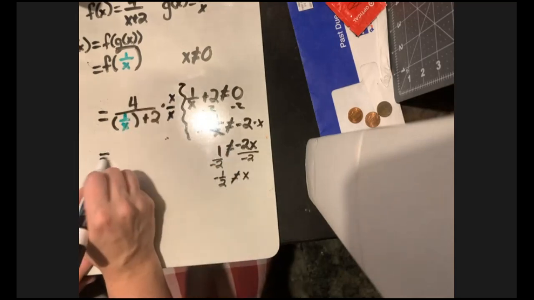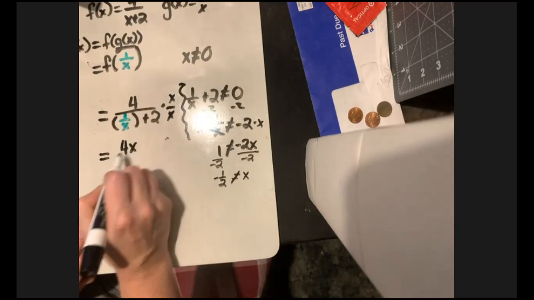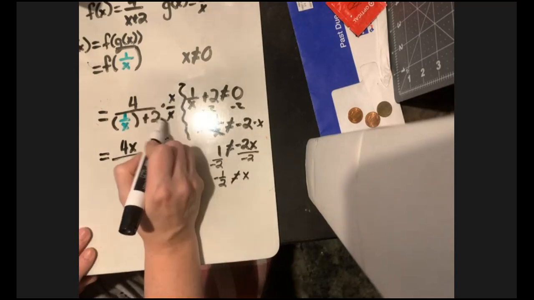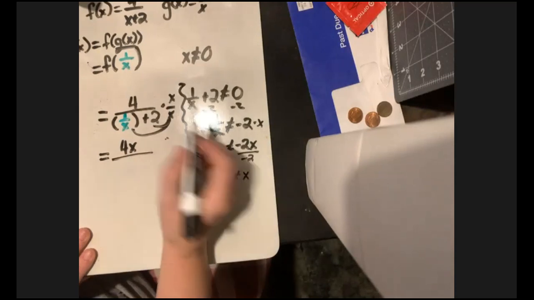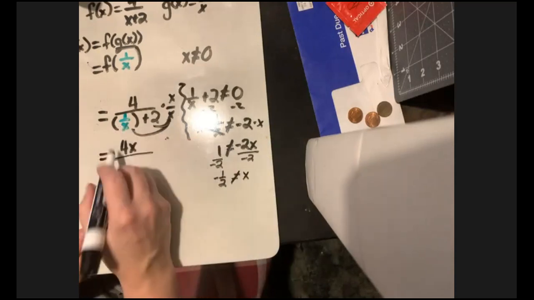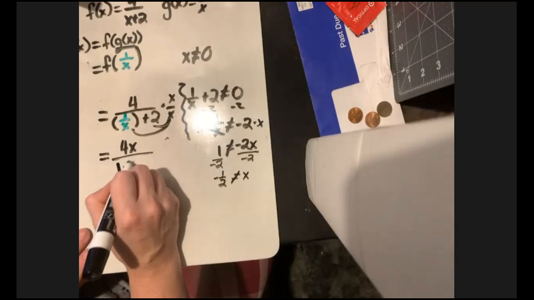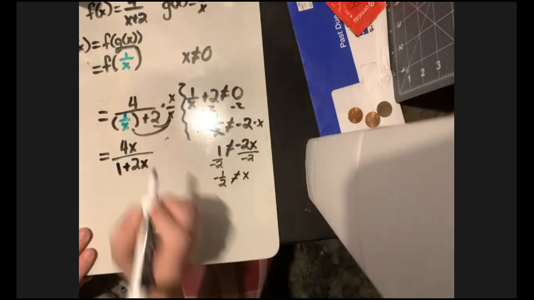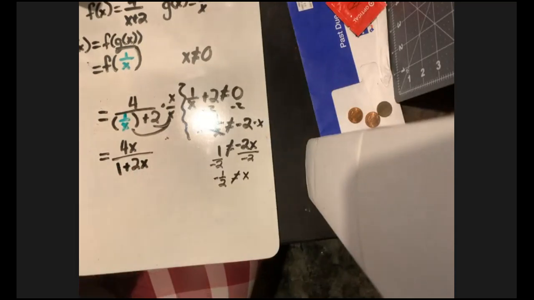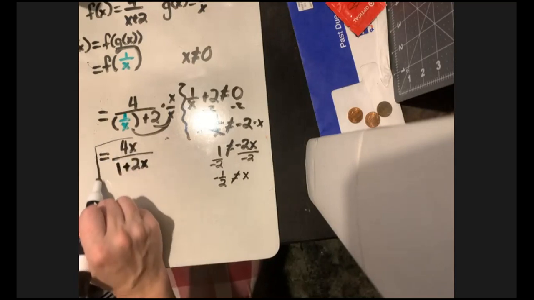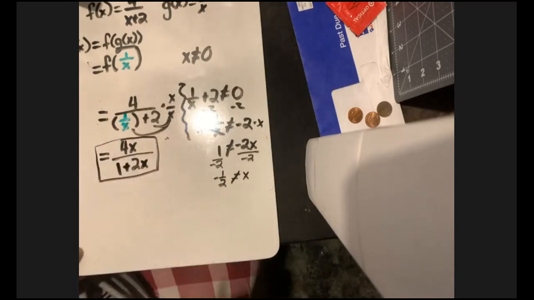So on the top, I'm going to have 4x over. Now, this does have to go to here and here. So x times 1 over x is going to be 1 plus 2x. And this is going to be our composition function for this.